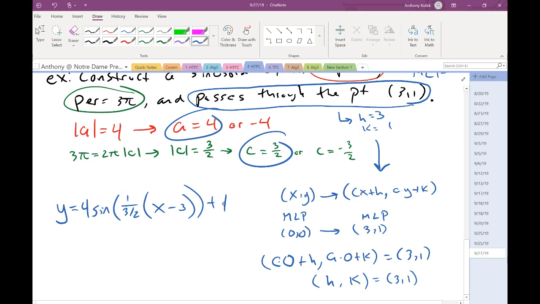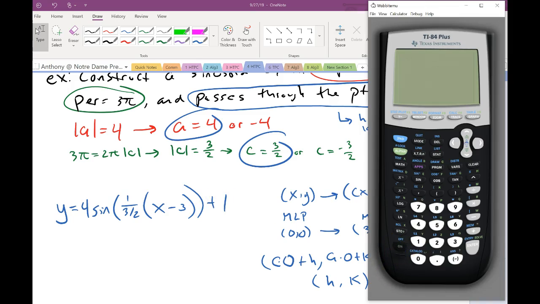So when I plug everything in, I get this. You can check this by looking at the graph on the calculator and making sure that it matches the attributes that we're looking for.